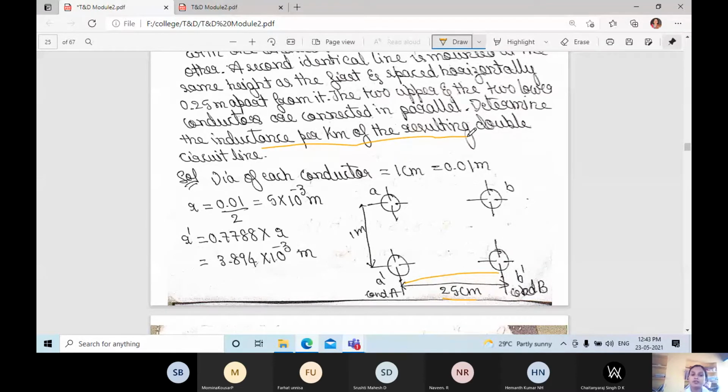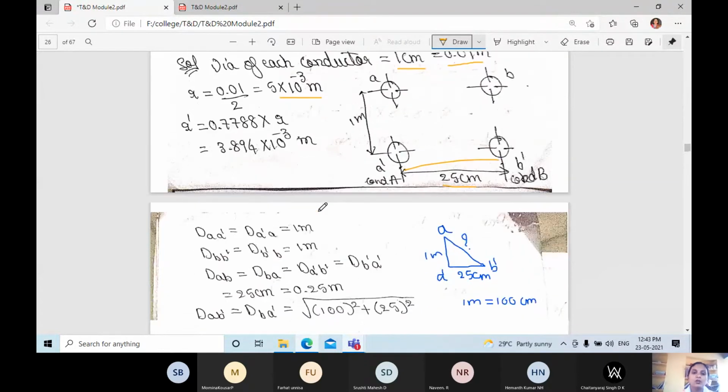That means 4 into 10 to the power of minus 7 you will get here. The diameter of each conductor is given as 1 centimeter. In terms of meter, that is 0.01 meter. So radius is equal to 5 into 10 to the power of minus 3 meter. R dash, if you substitute the value of R and calculate, you will get 3.894 into 10 to the power of minus 3 meter.